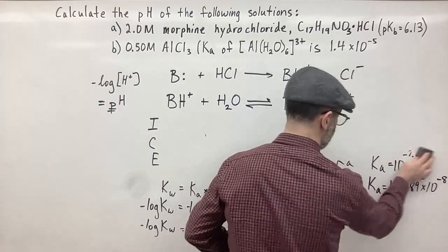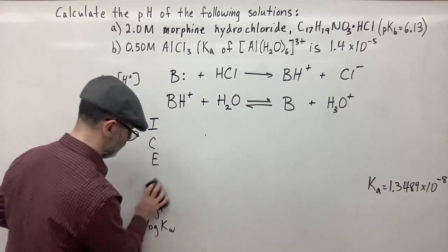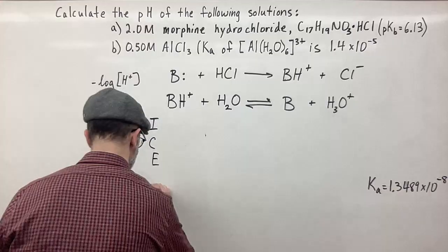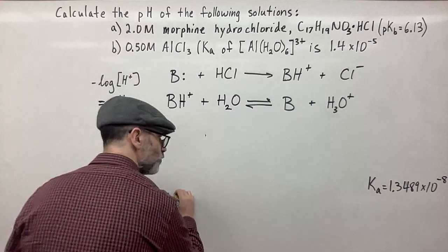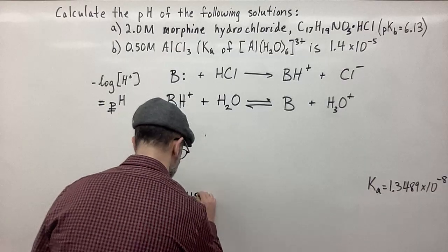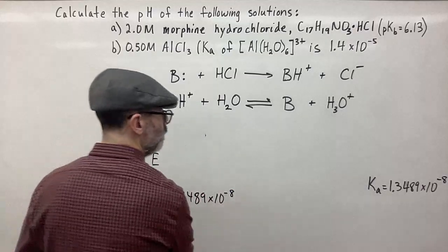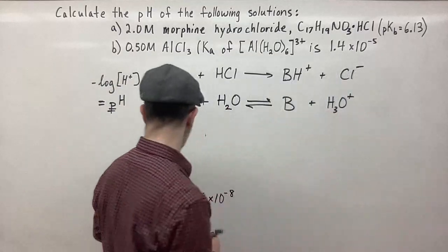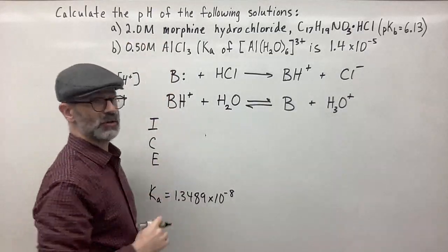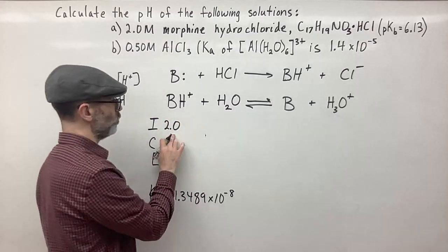So now that we have our Ka value, we can go ahead and do our ice table. So I'm going to write that down here. So the Ka is equal to 1.3489 times 10 to the negative 8. Okay, so we can now do our ice table. So we started with 2.0 molar, so we're going to have 2.0 molar here.